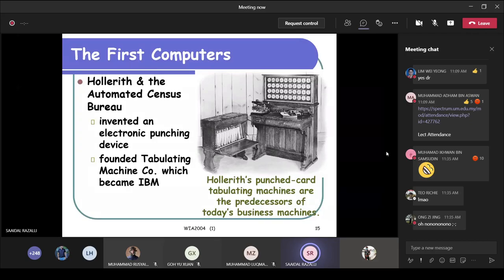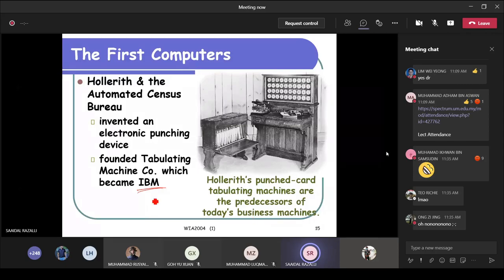So there's also improvement of the Babbage and other computers. Hollerith and the Automated Sensor Bureau of America invented an electronic punching device, founded by the Tabulating Machine Company, which became IBM. Most of the computer standards that we use, for example your keyboards, use the IBM standard. So Hollerith's punch card tabulating machines are the predecessor of today's business machines.